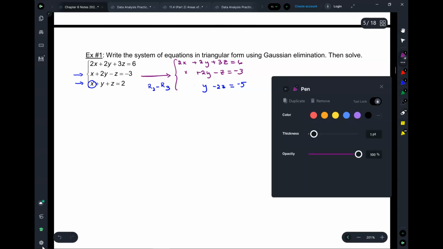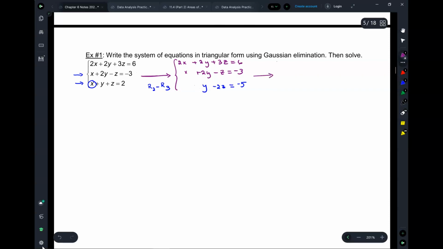Next, we're going to go one more time. The next thing I want to get rid of is which one? The x over here. So I'll do that in red. Now, if that's the one I'm going to change, the other two are going to remain unchanged, so I just copy them over.